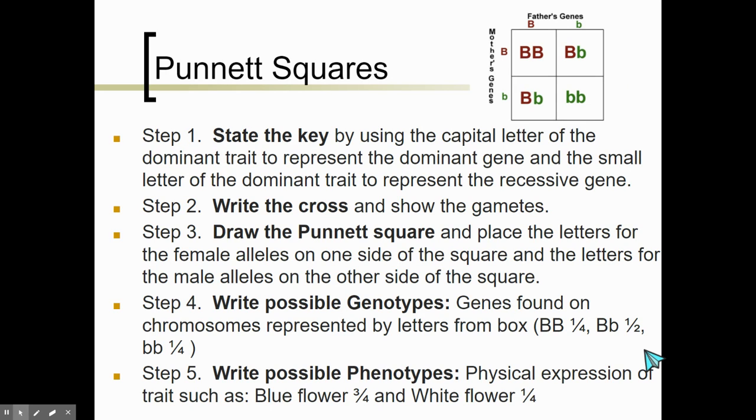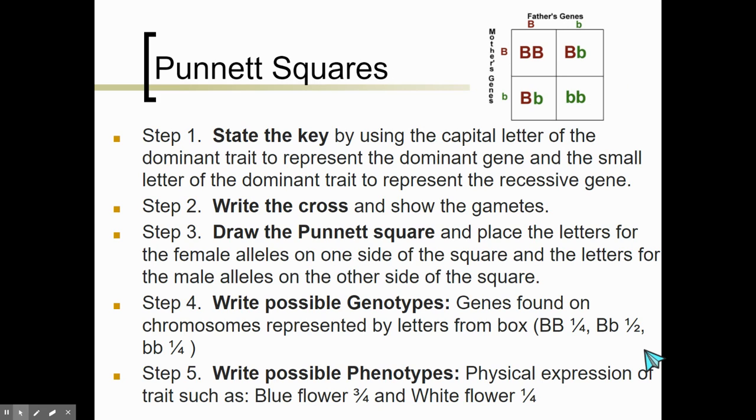From there, we were able to create things called Punnett squares. Our Punnett square is also called a monohybrid cross, where you can take someone's genotype and cross it with another's genotype to see what their possible outcome could be.